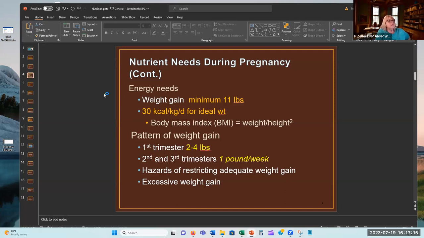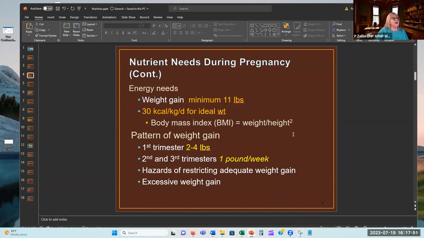Pattern of weight gain: 2 to 4 pounds during the first trimester. So through week 12 and 13, before she goes into her second trimester, we do like to see some weight gain. Now, some women really have trouble with a lot of nausea and they might actually lose weight during that first trimester. So for these women, we have to make sure their nausea is being controlled so that they can consume some calories. And we have to look at their nutrition, what they're eating. So they really need some good guidance.